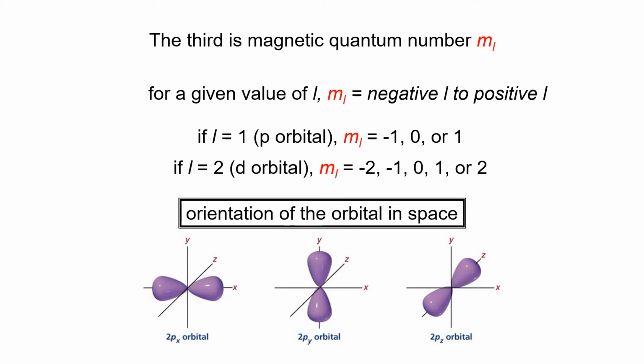The d orbitals are not shown yet, but we can already predict that if there are 5 different values of ml, there are 5 possible orientations of our d orbitals. The final number we need to address is the magnetic spin number, and this is actually the simplest of all.